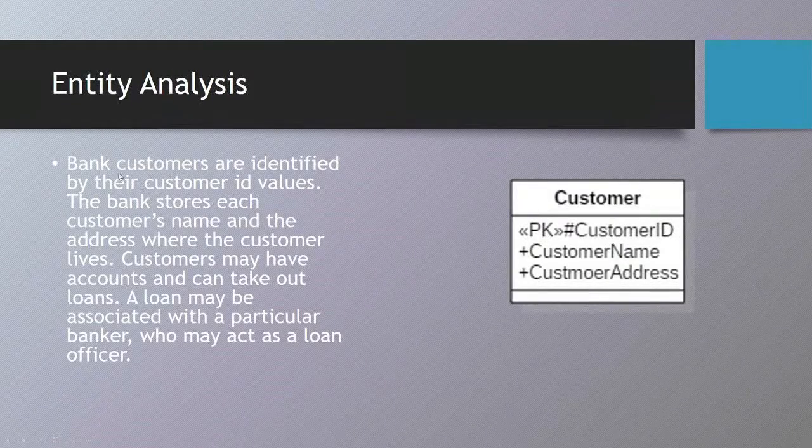Next, bank's customers are identified by their customer ID values. From here, we can conclude that there's an entity called customer and it has customer ID as its primary key. And after that, it says that the bank stores each customer's name and the address where the customer lives. So we can conclude that customer has two other attributes, and that is customer name and customer address.